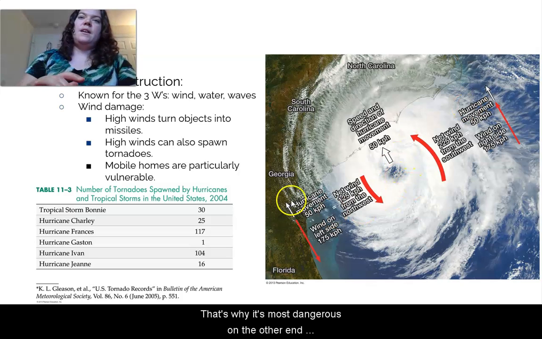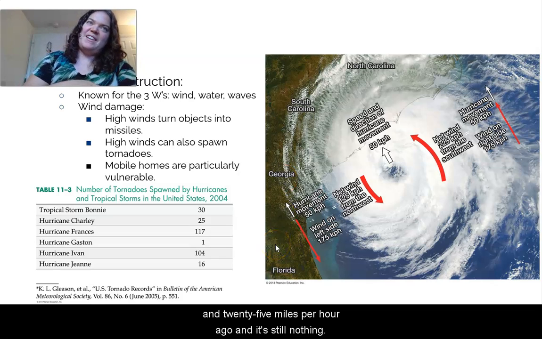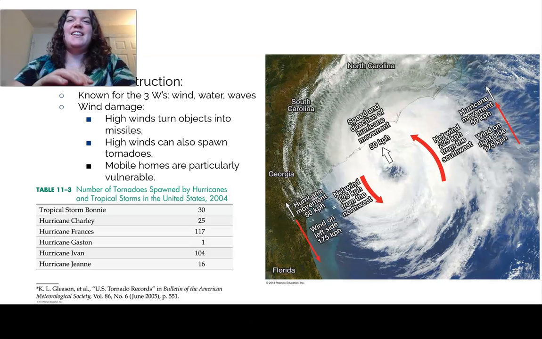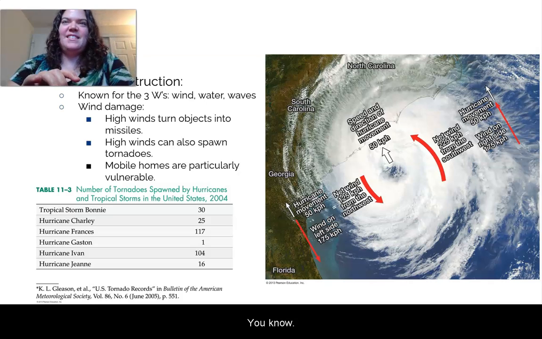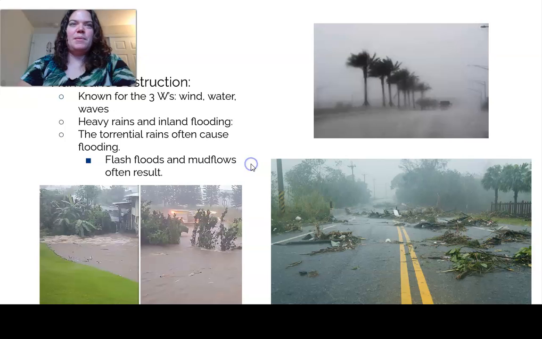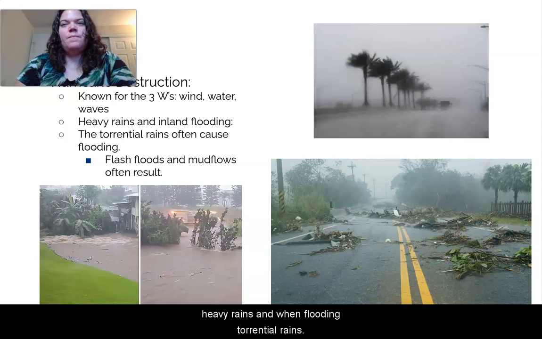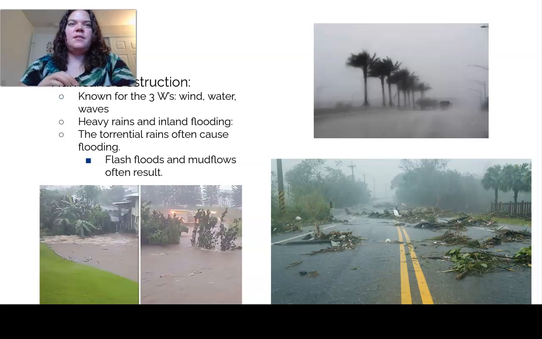Now, on the other end, that bottom left quadrant, not as bad, but still 125 mile per hour winds, it's still nothing to sneeze at. It's still bad. It's just a little less bad. That's my point. All right, the second W is water. So obviously we would expect heavy rains, inland flooding, torrential rains, which cause these flash floods.